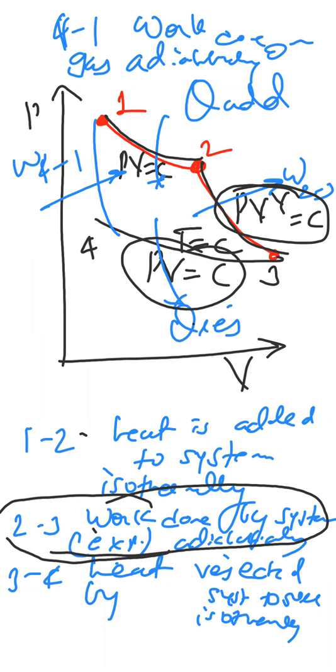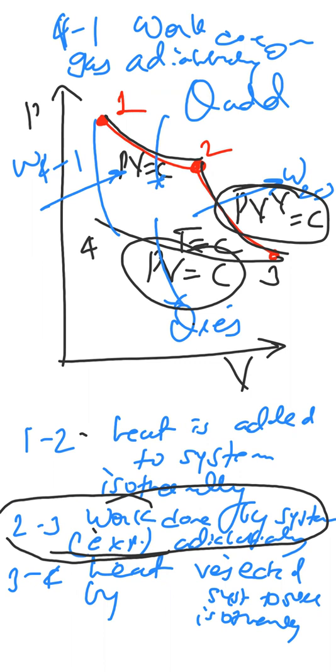Whether heat transfer is taking place in 4 to 1 process? No, not taking place. It's an adiabatic process. 2 to 3 and 4 to 1 both are adiabatic processes. 1 to 2 and 3 to 4, these two are isothermal processes. 2 isothermal, 2 adiabatic. In 1 to 2, you are adding the heat isothermally. 2 to 3, the system expands adiabatically. 3 to 4, you are rejecting the heat isothermally. 4 to 1, system is being compressed adiabatically. Like that, you have to remember.